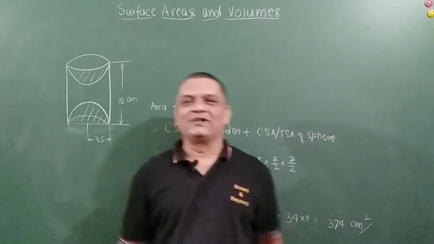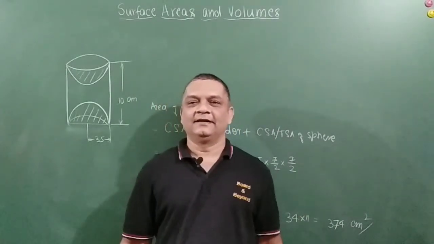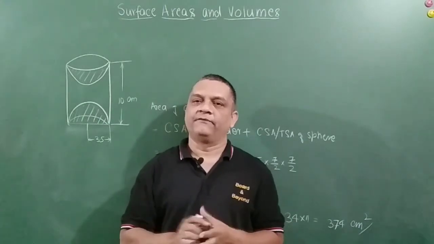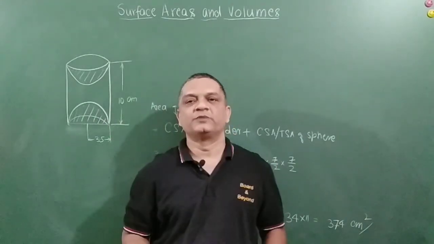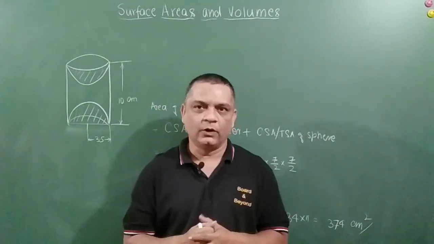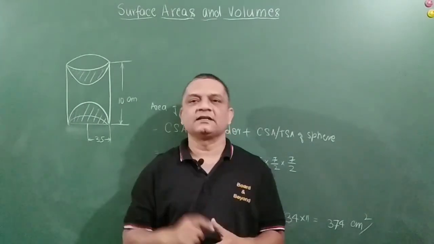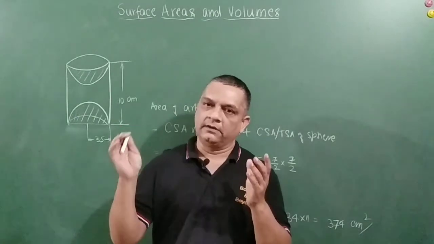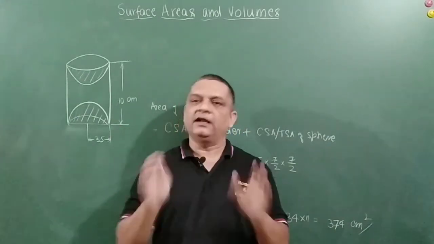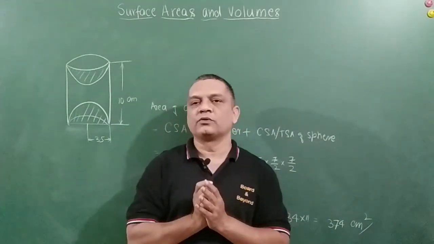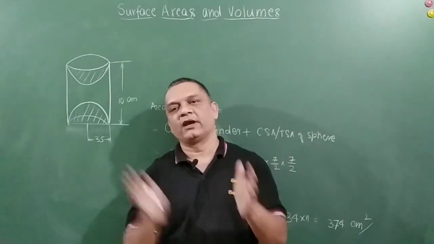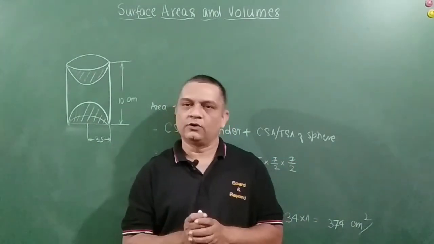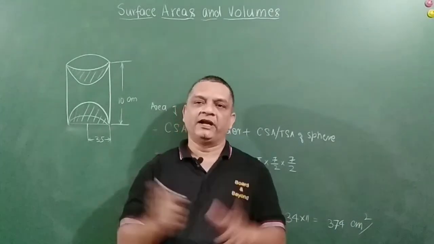So friends, with this, the surface area problems of the surface area and volume chapter have been completed here. Next session we will talk about volume of combination of solids, and after that we will move on to melting a solid and reshaping it into a different solid, right friends. So with this I close the session here. We'll meet up in the next session.